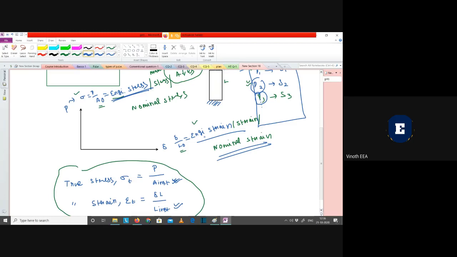Because we know that true stress and true strain seem to be more likely the correct form of representation of stress and strain. Engineering stress and engineering strain are not the correct form of representation, because we are considering the original area only, but area continuously changes, and we are considering the original length only, but length continuously changes. So why do you have to represent engineering stress and engineering strain? Why can't you do true stress versus true strain?